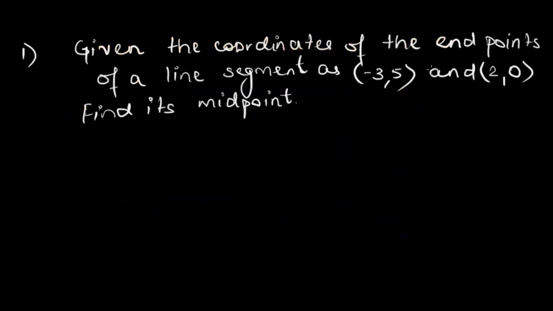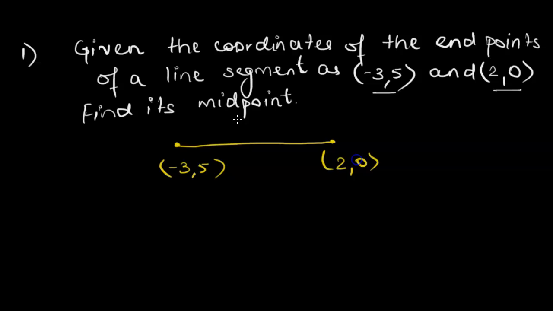Let's say we're given the coordinates of the endpoints of a line segment as -3, 5 and 2, 0. We are supposed to find its midpoint. What we do is, we make this line segment using these two endpoints. This is -3, 5. This is 2, 0. And we are supposed to find its midpoint. That is going to be somewhere here. We know the midpoint is represented as xm, ym.